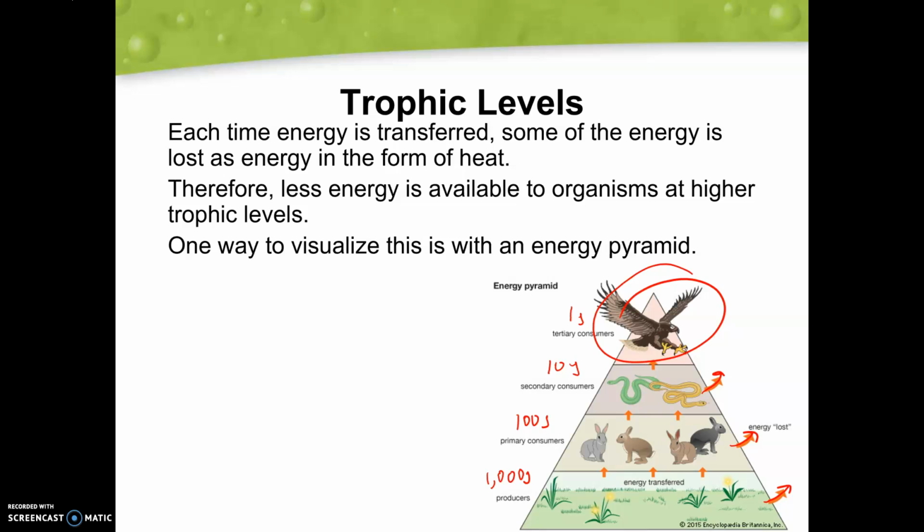A really good way to visualize this is with our pyramid, because we can see at the bottom, our biggest piece here is our producers. The next biggest piece is going to be our primary consumers. Our next biggest piece is going to be our secondary consumers. And then our smallest piece at the top are those tertiary consumers that have the least amount of energy available to them.